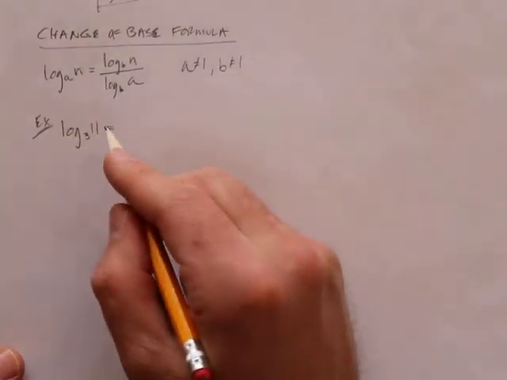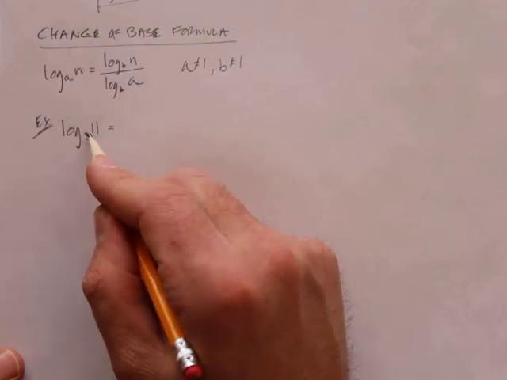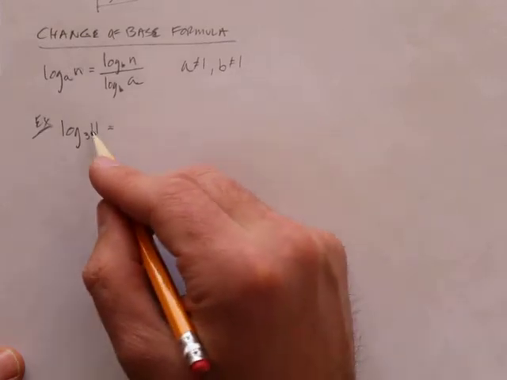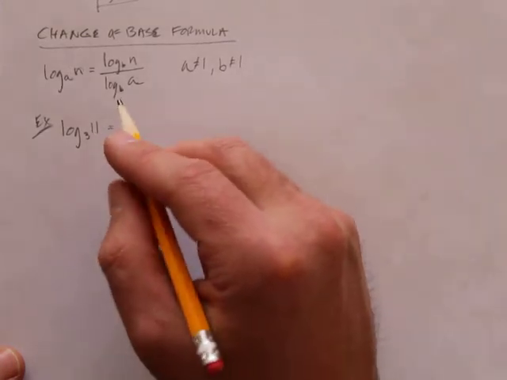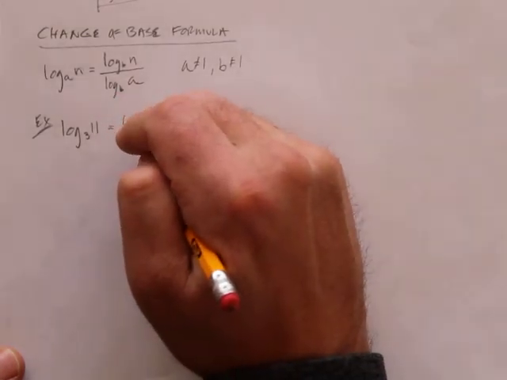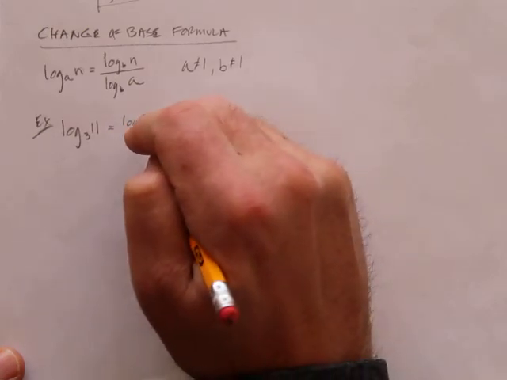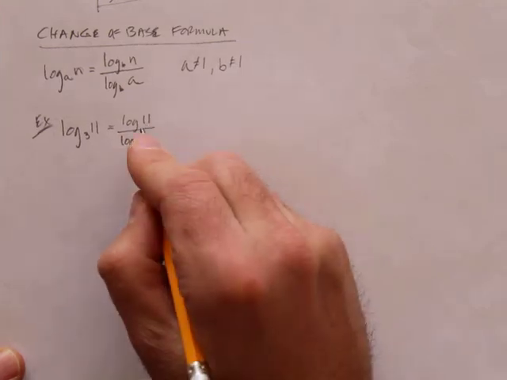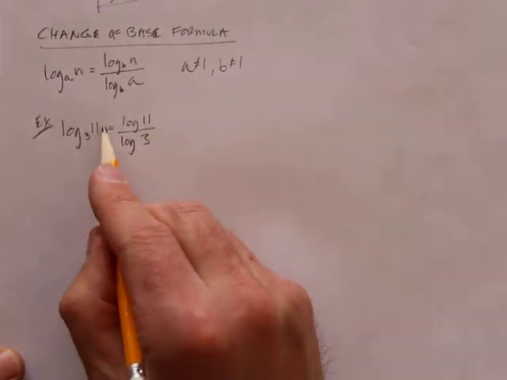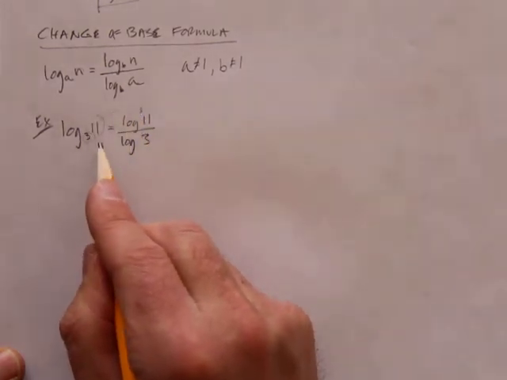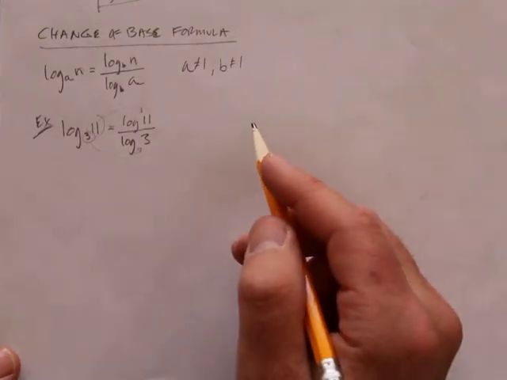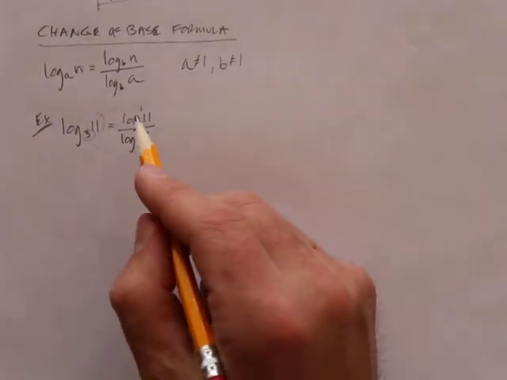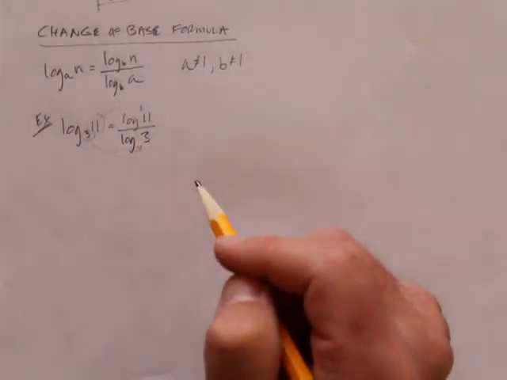I can't say this equals x and go 3 to the x equals 11. That's not going to work. I'm not going to be able to find x. So what I have to do is use the change of base formula. I've got log base 10 of 11 over log base 10, or the common log, of 3. This one goes in the numerator, this one goes in the denominator. So now I can plug this into my calculator and get an answer.